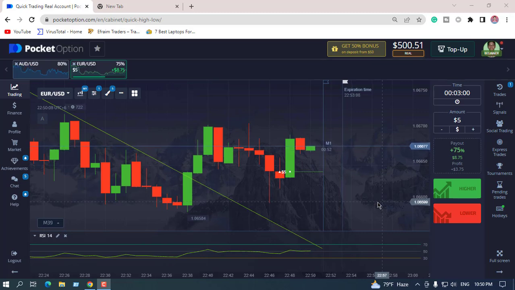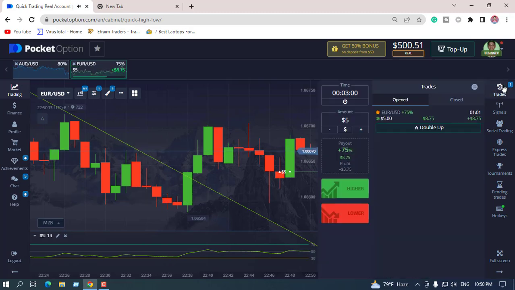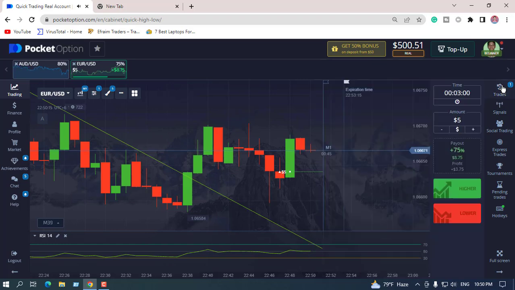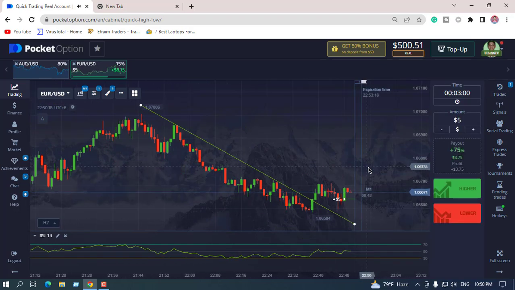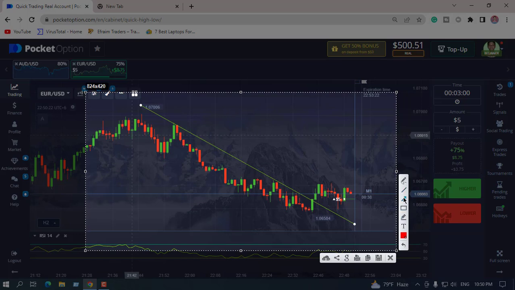As you can see, my live trade is running with 1 minute left. Why have I placed it? Because the market is in a downtrend, and I have drawn a trend line. The market broke this trend line and retested it, and I have placed a higher option trade.